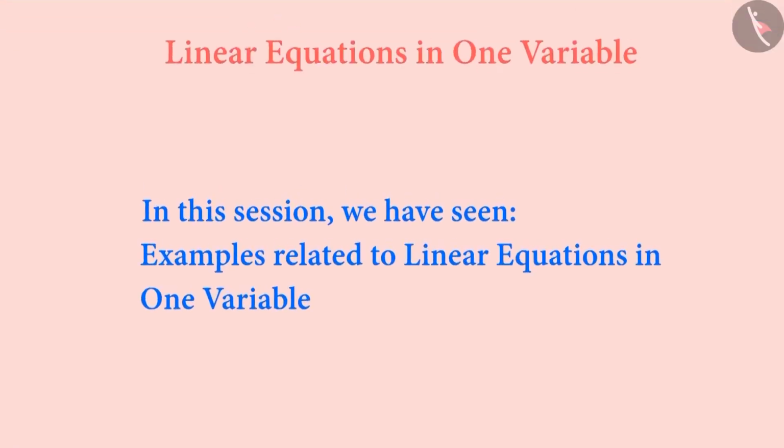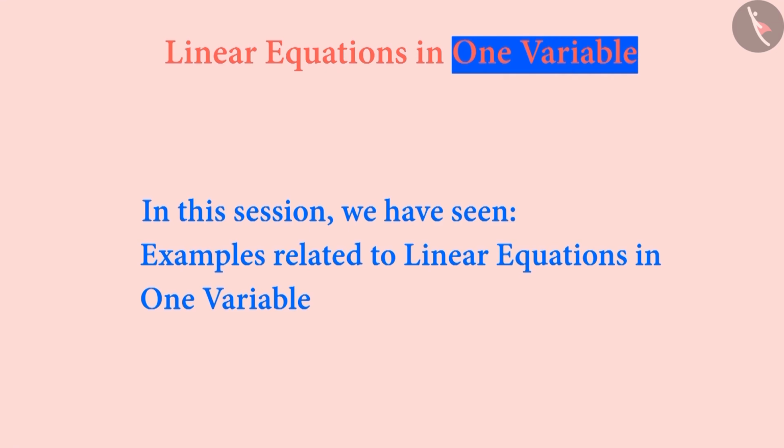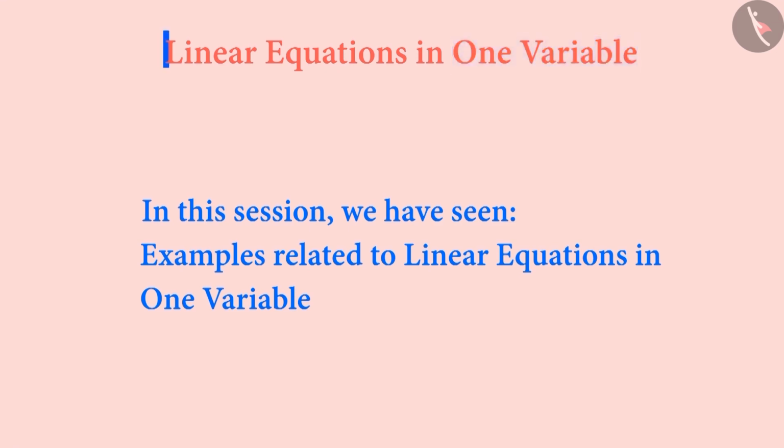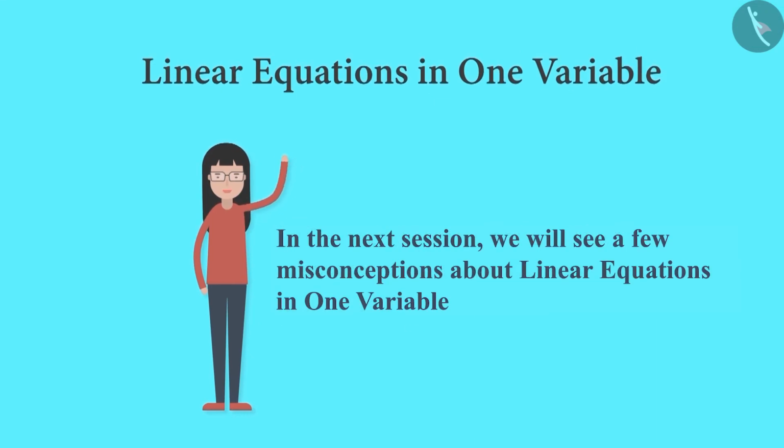In this session, we looked at some examples of linear equations in one variable. One variable means there is only one variable in the equation, and linear means the highest power of that variable is 1. In the next video, we will see a few misconceptions about linear equations in one variable.